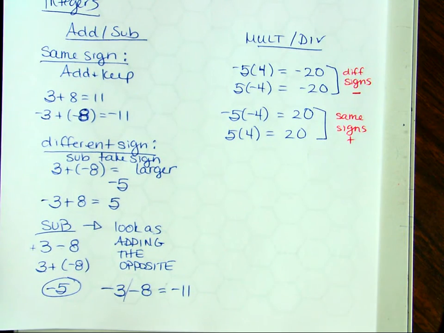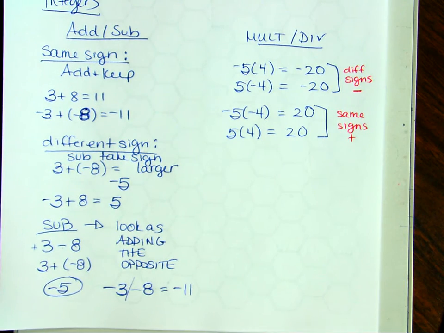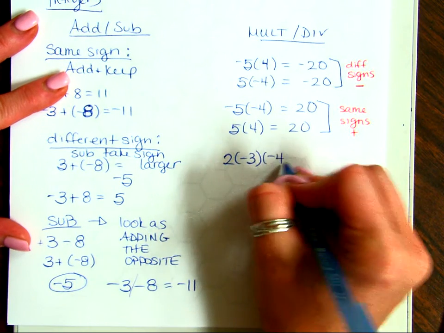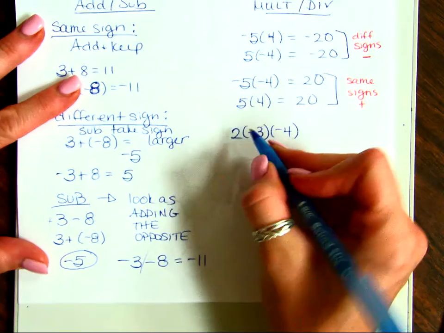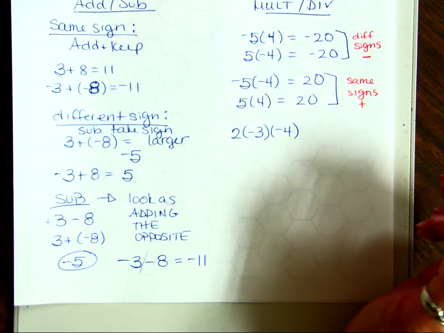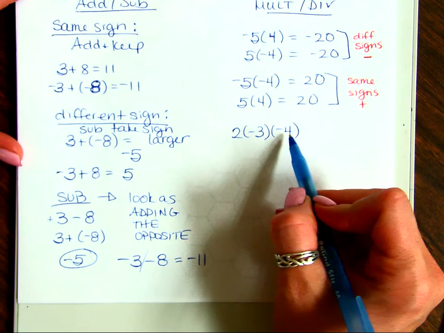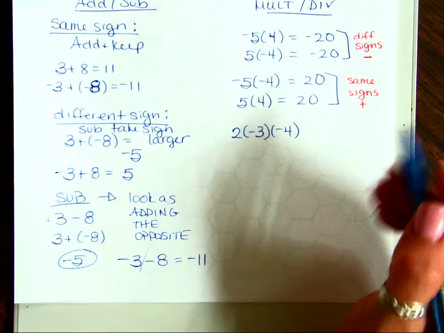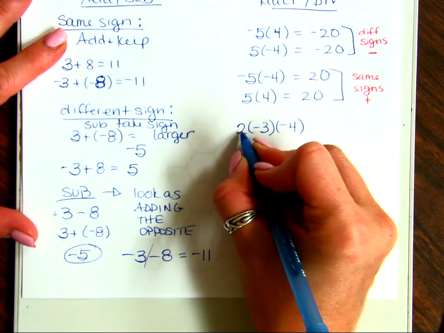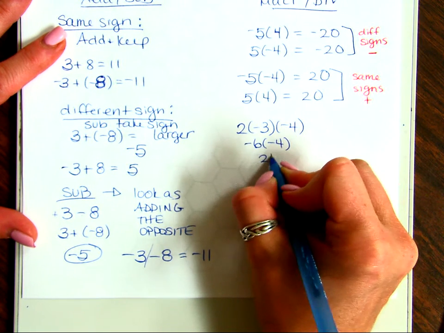Then you have to start thinking about what happens when you have to multiply more than one integer, like 2 times negative 3 times negative 4. The way you could do this is 2 ways. You could literally just do it in order. The commutative property says it doesn't matter which ones you do first. I could do 2 and 4, 3 and 4, 2 and 3. Some people like to just go in the order that it appears, which is totally okay. 2 times negative 3 is negative 6. Negative 6 times negative 4 is positive 24.